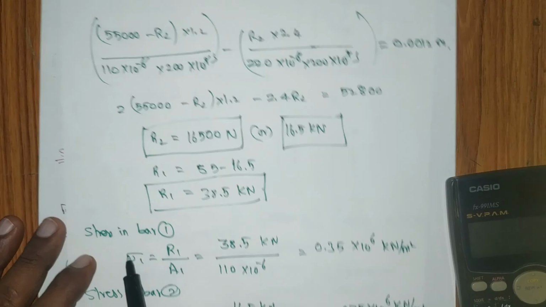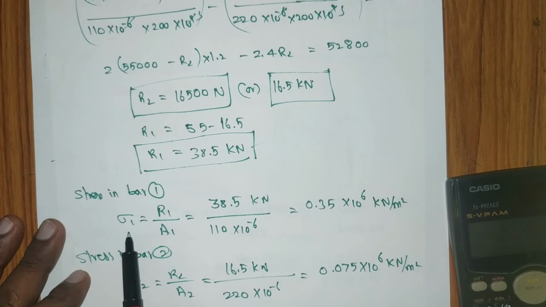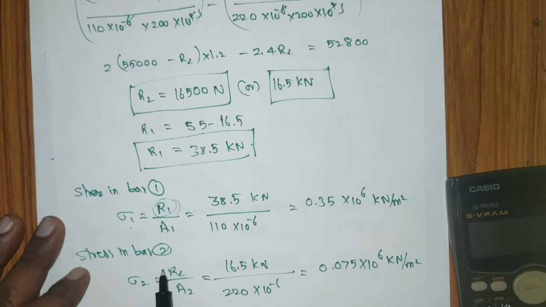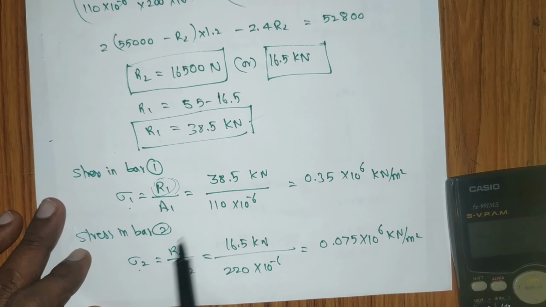So this reaction we done, and so next one is the stresses in the bar, sigma equal load by area. That load is due to reaction. This is load in the bar 2. So applied, we are getting the stresses in each bar.